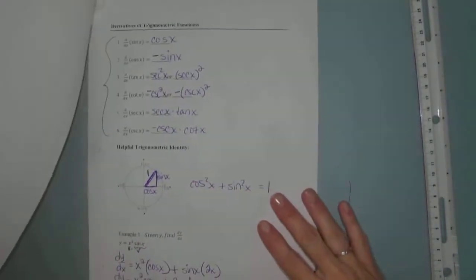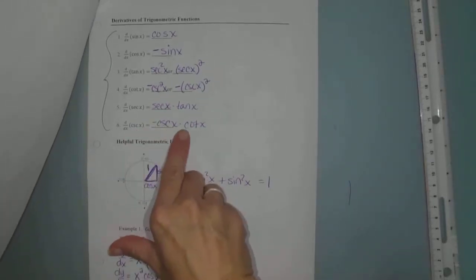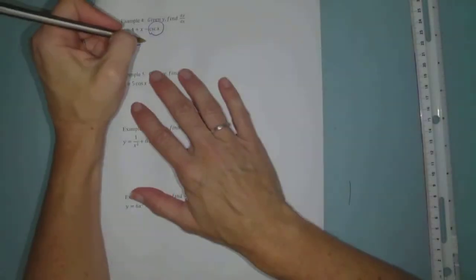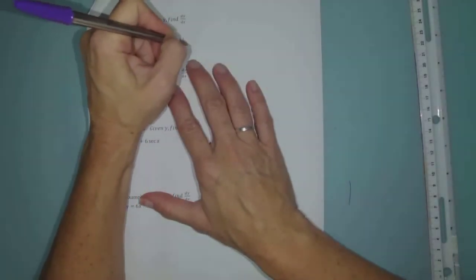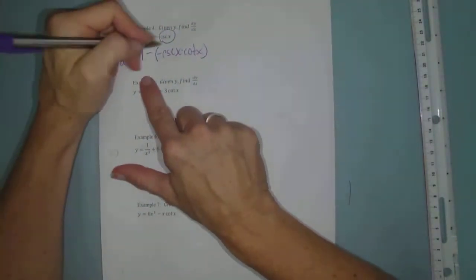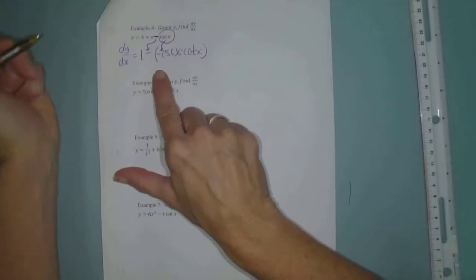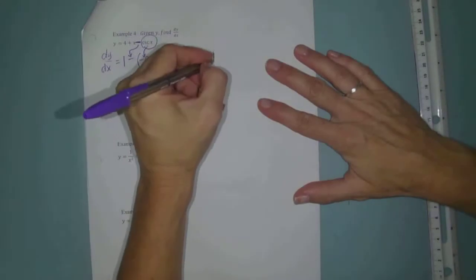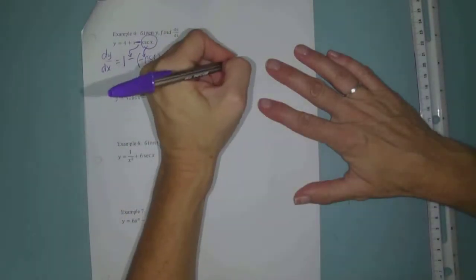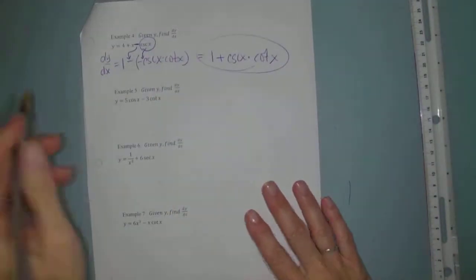So I look back, derivative of cosecant x is negative cosecant x times cotangent x. So negative cosecant x times cotangent x. What you got to be careful here is of the double negative. So this minus is just part of the problem. This minus is the derivative of cosecant. So my final answer then, simplified, would be 1 plus cosecant x times cotangent x. Final answer. Okay, let's look at example 5.